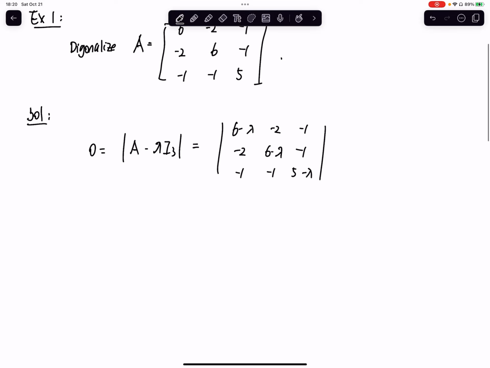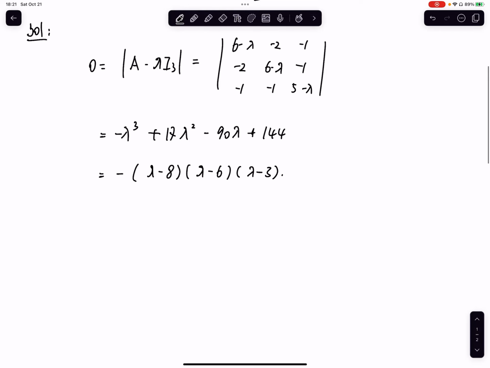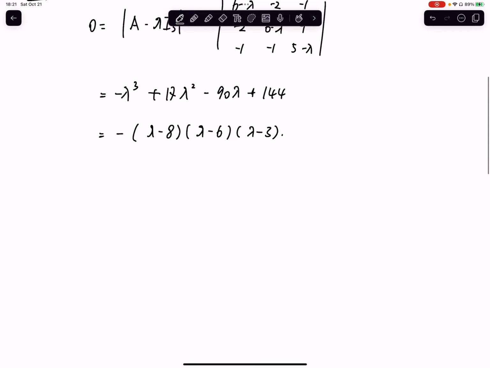We shall now perform the calculation here. The result is minus lambda cubed plus 17 lambda squared minus 90 lambda plus 144, and this is just minus (lambda minus 8)(lambda minus 6)(lambda minus 3). So we have three distinct eigenvalues, and for each eigenvalue, we can find an associated eigenspace.